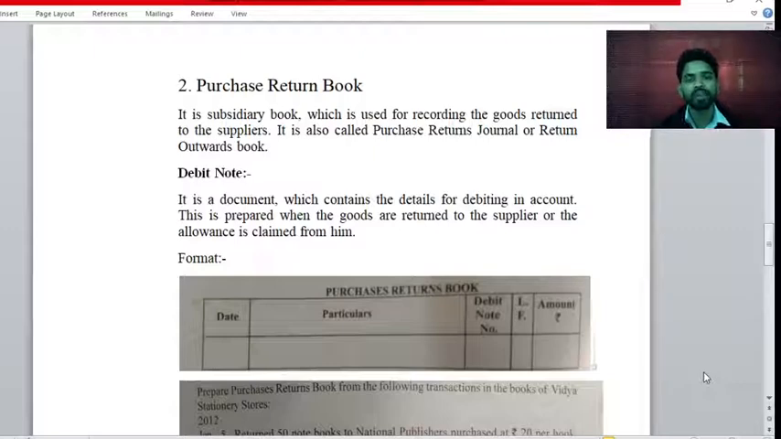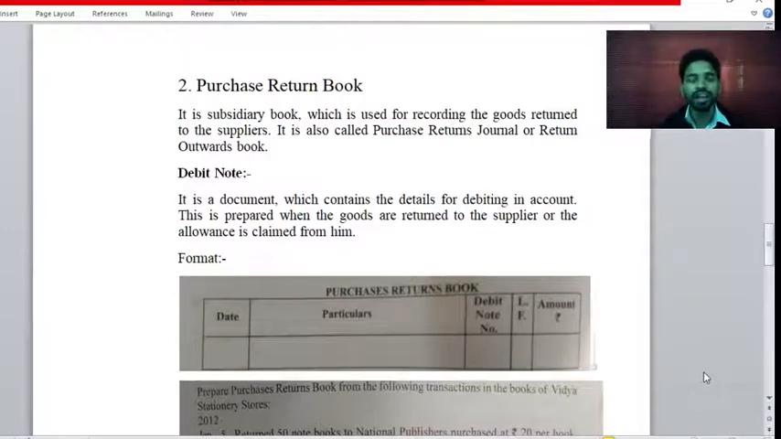Now see, what is a purchase return book? It is a subsidiary book which is used for recording the goods returned to the suppliers. It is also called purchase return journal or return outward book. Purchase return book means whatever goods were purchased from the suppliers, and after purchasing, if some goods are damaged or overstocked, they are returned to the suppliers.